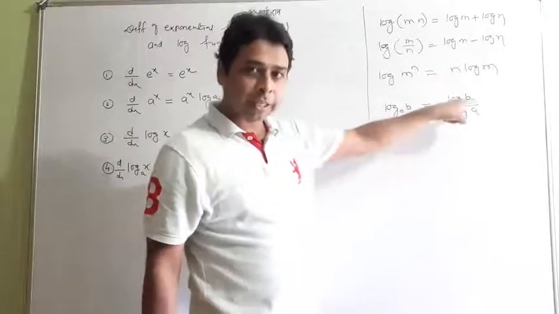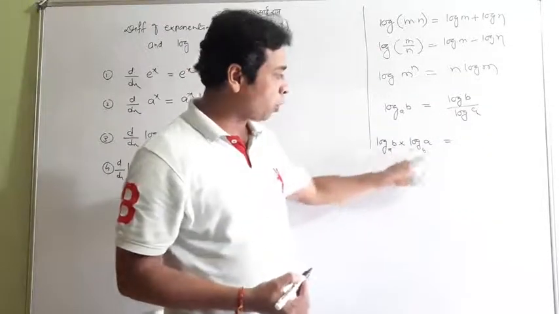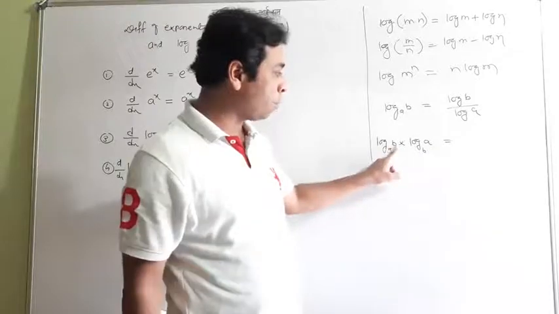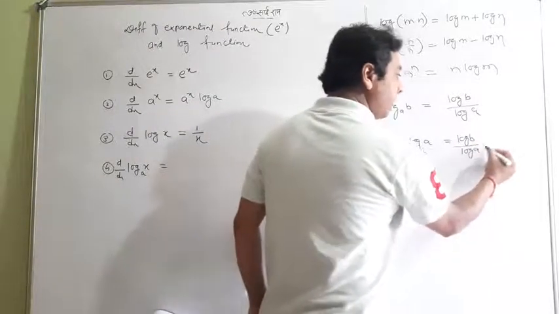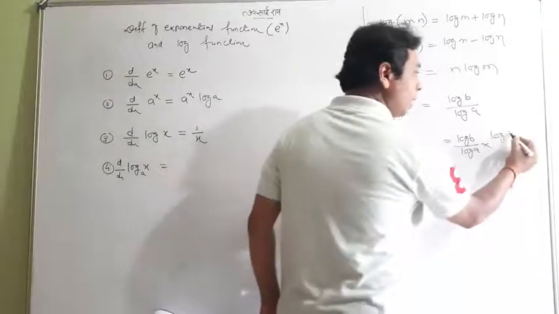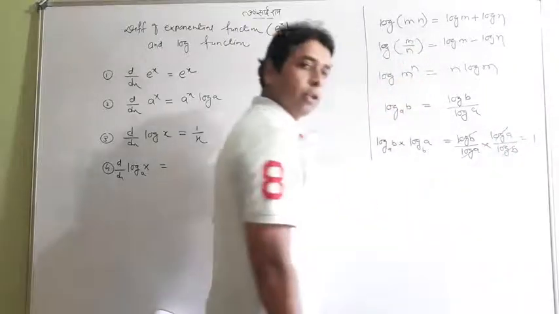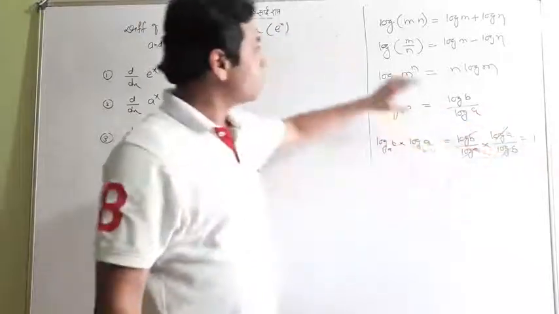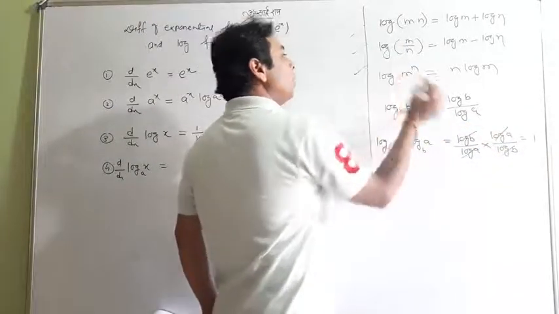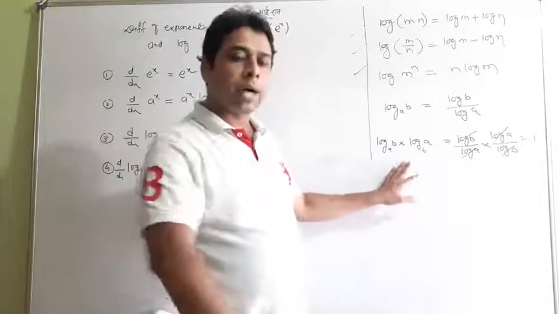If you want to know its value, try to understand log_a b into log_b a. One can simply understand it means log b upon log a, and it means log a upon log b. So ultimately both will cancel and the answer is 1. Keep in mind again that log_a b into log_b a is equal to 1. So these are actually very important. This last one is not used much in this class, but I have told you.